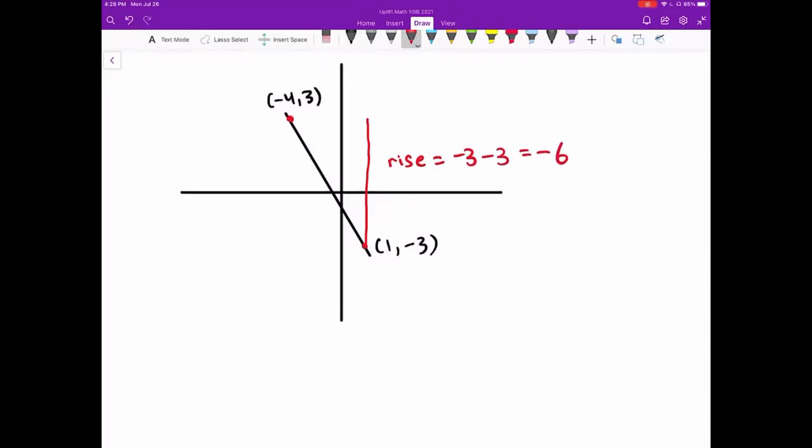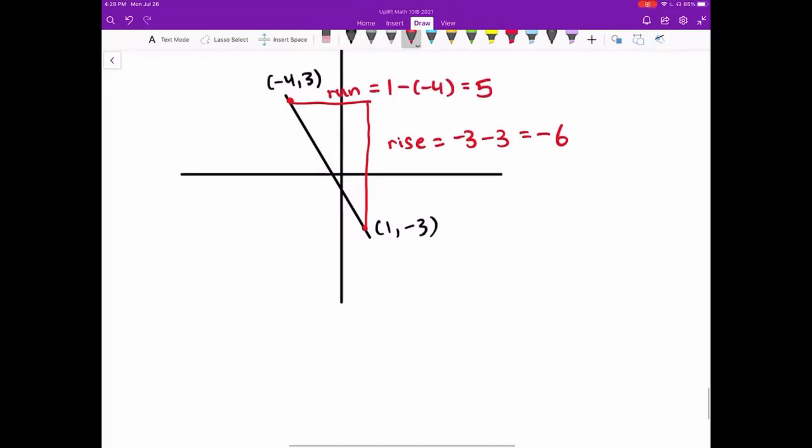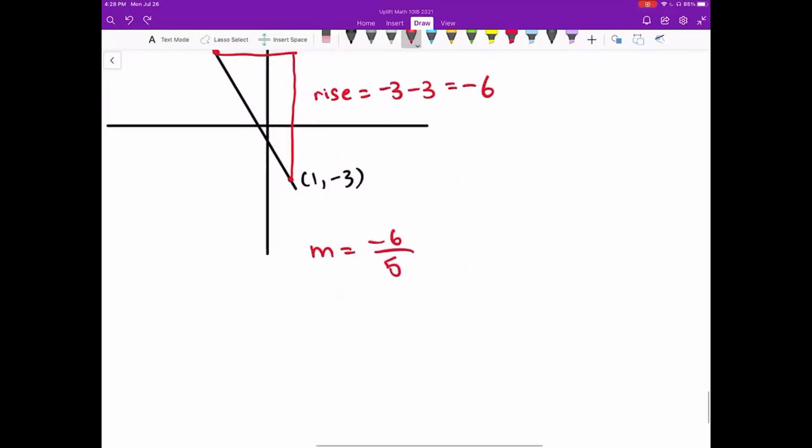And then we do 1 subtract -4 for the run. Get 5, and then we could do rise over run, which is -6 over 5. So that will be our slope. For slope, it's always good to write it in fraction form. Don't turn it into a decimal, please. It's going to be really useful if you're doing equations later.